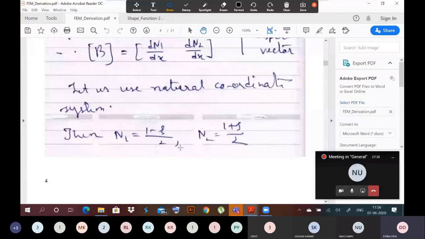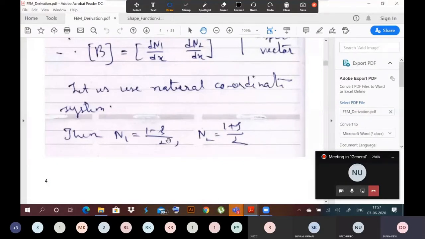The value of xi is -1 at node 1, so the shape function will be 1 minus xi by 2. The value of xi is 1 at node 2, so it will be 1 plus xi by 2. That way you can check: N1 must be 1 at node 1. If I put xi equal to -1, it will be (1 minus -1) by 2, so 2 by 2, that is 1. It must be 0 at node 2, so N1 is equal to (1 minus 1) by 2 because xi is equal to 1 at node 2, so it will be 0. Similarly, N2 will be 1 at node 2 and 0 at node 1. If you can remember, you can check whether you are correct or not by using the property of the shape functions. Okay, so we are using the natural coordinate.